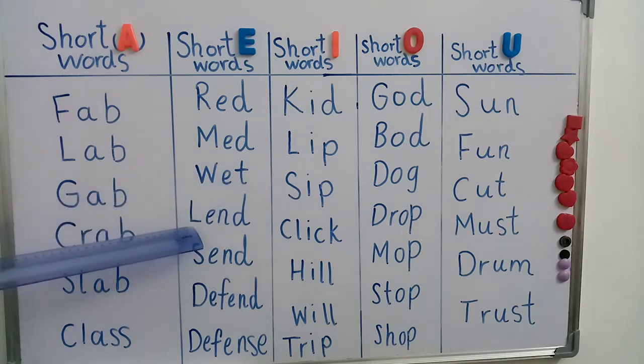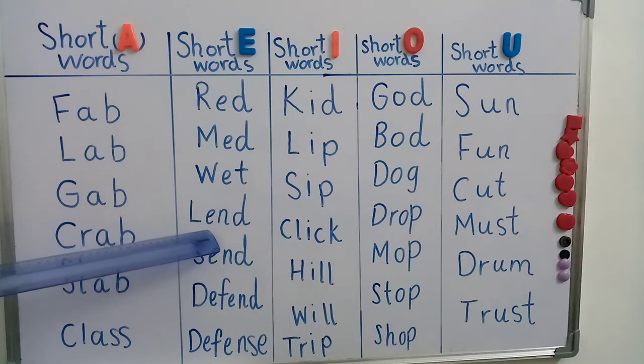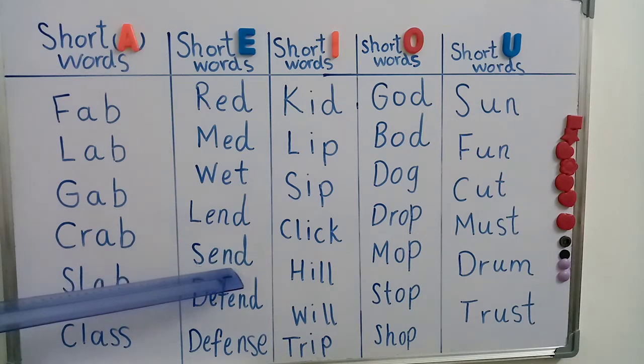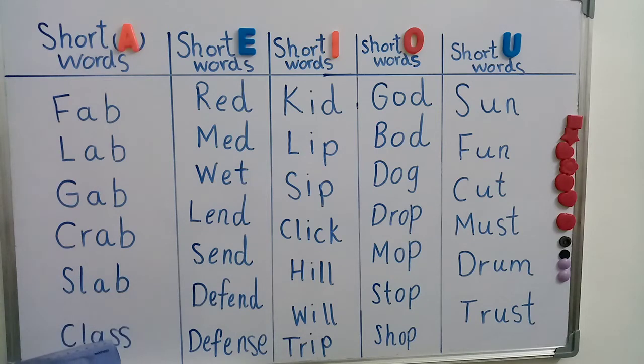This word, we have 4 letters in this word. Okay, L and E, it's gonna be le. Lend, lend. Okay, S and E, it's gonna be se. Send, send. Okay. Now in this word, the E actually says E. Defend, defend. Look.